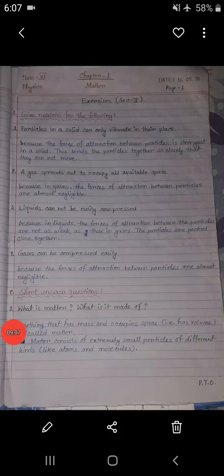Next, solve the short answer question. First one is what is matter and what is it made of? The answer is anything that has mass and occupies space is called matter, and matter consists of extremely small particles of different kinds like atoms and molecules.